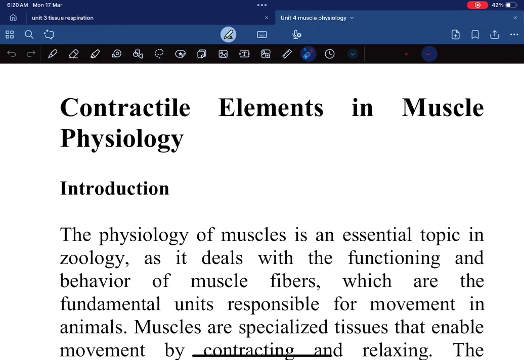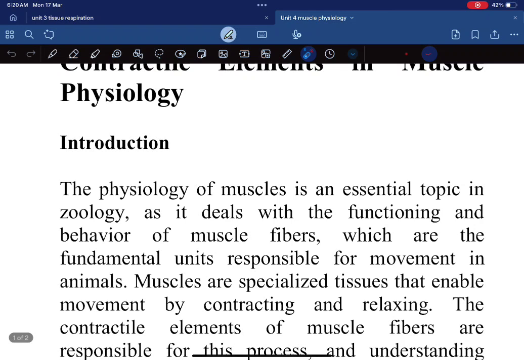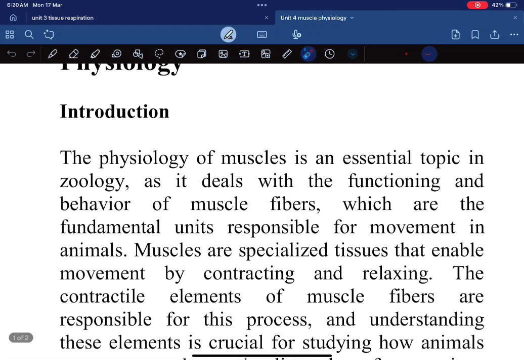फिजियोलॉजी का टॉपिक कॉन्ट्रैक्टाइल एलिमेंट इन मसल्स फिजियोलॉजी का स्टडी करेंगे, जिसका इंट्रोडक्शन है। The physiology of muscle is an essential topic in zoology as it deals with the functioning and behavior of muscle fiber, which are the fundamental unit responsible for movement in animals.